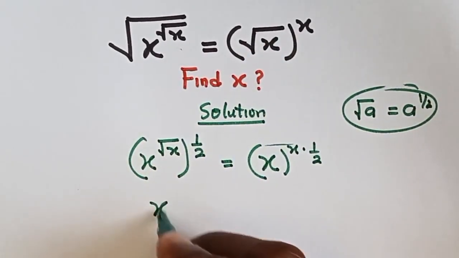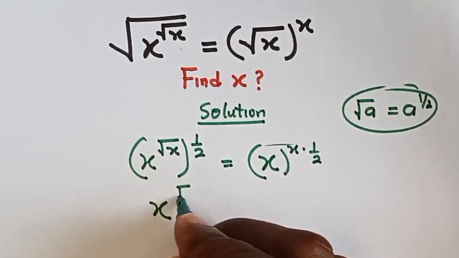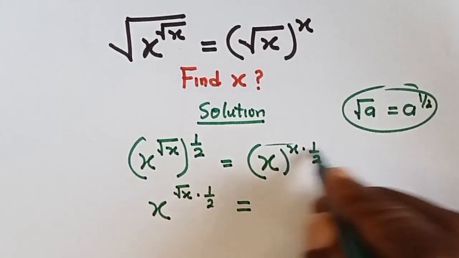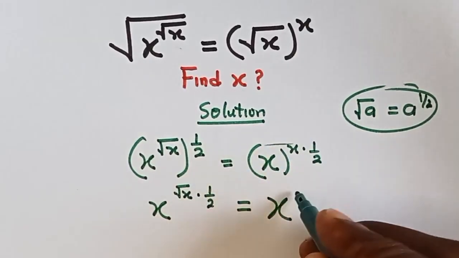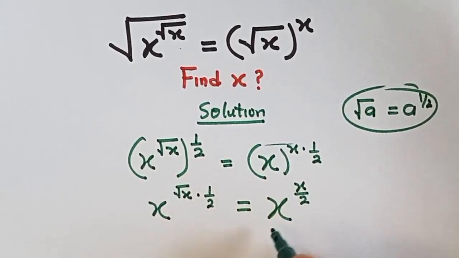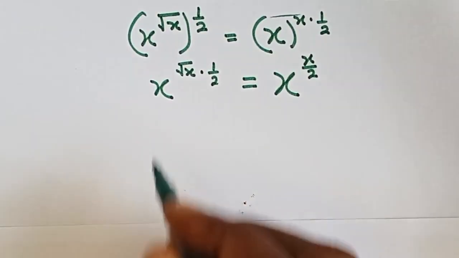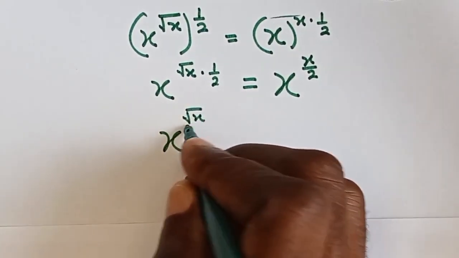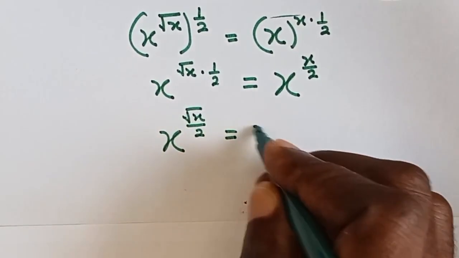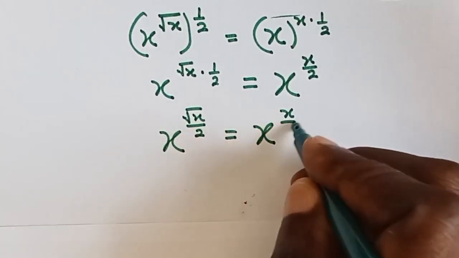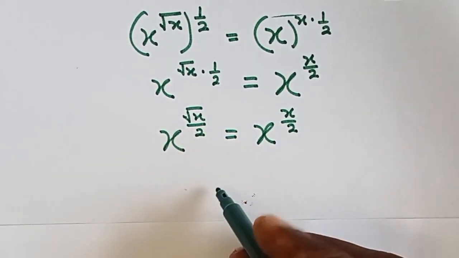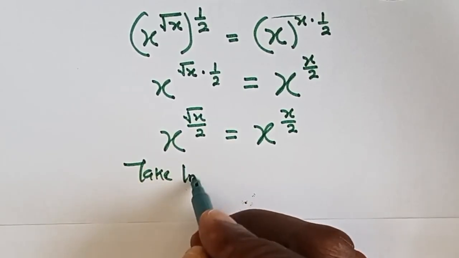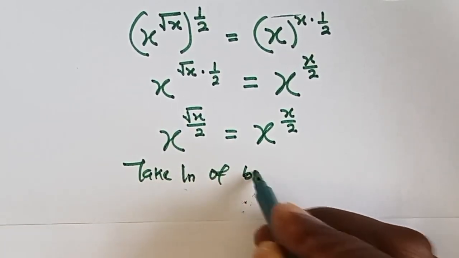So we can multiply this, we have x raised to the power root x multiplied by 1 over 2 equals to, here we have x raised to the power x over 2. Okay, so we also multiply this and this, we have x raised to the power root x over 2 equals to x raised to the power x over 2. Now the next thing to do is to take the ln of both sides.